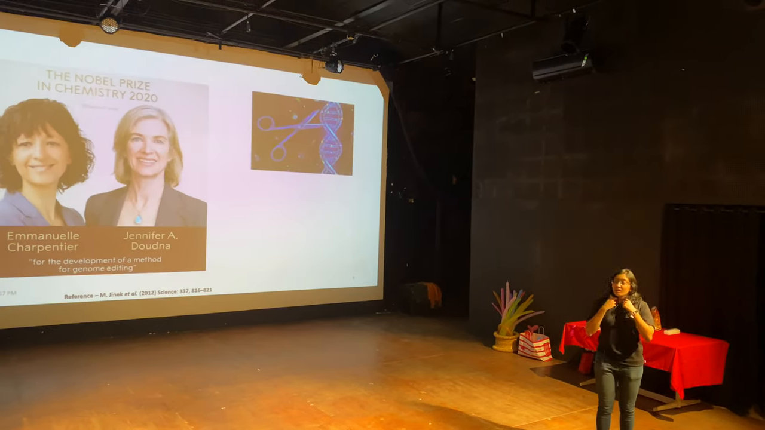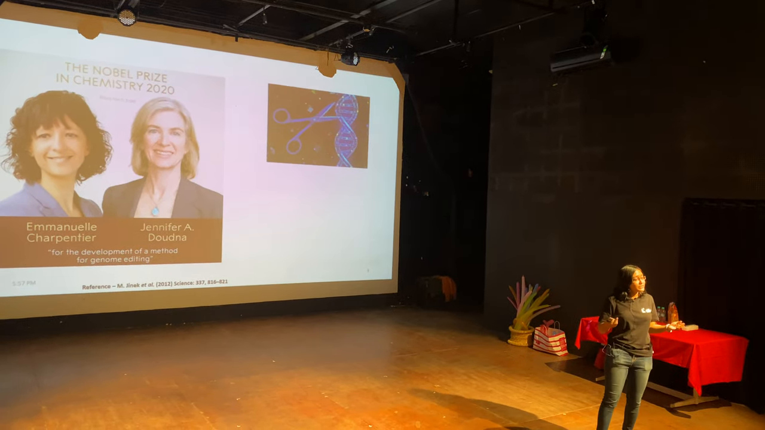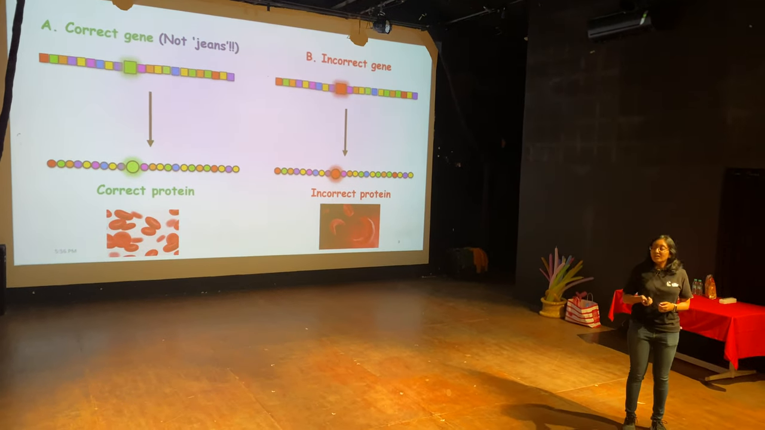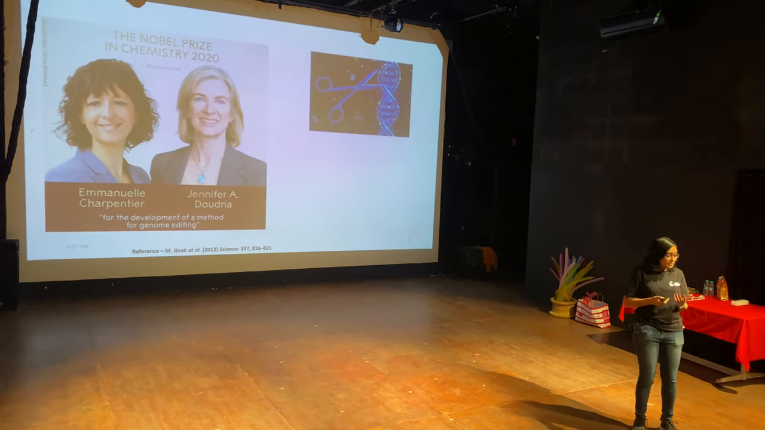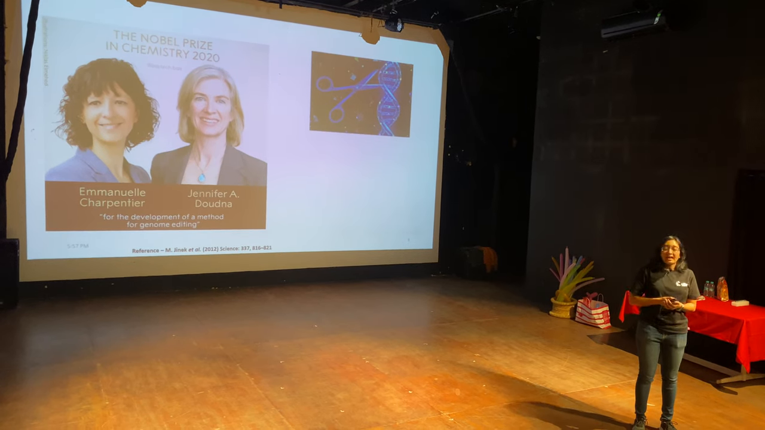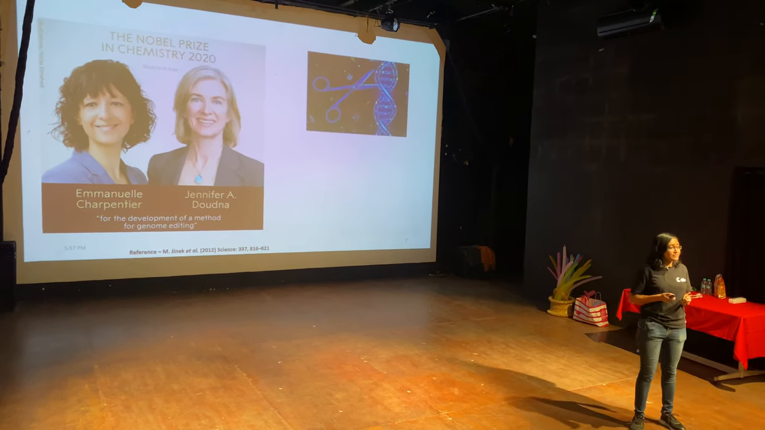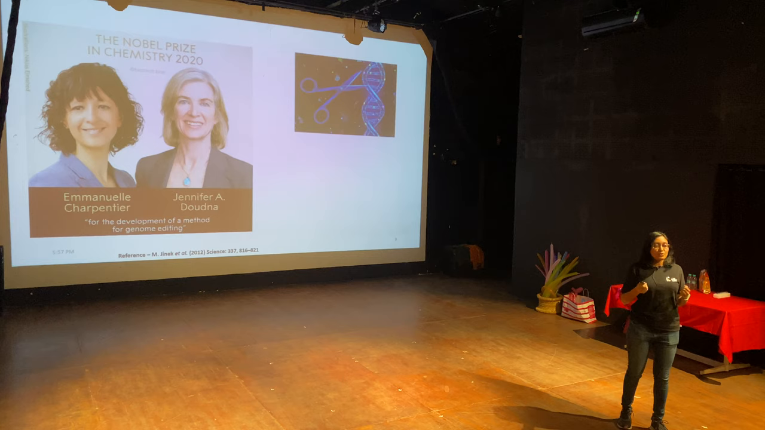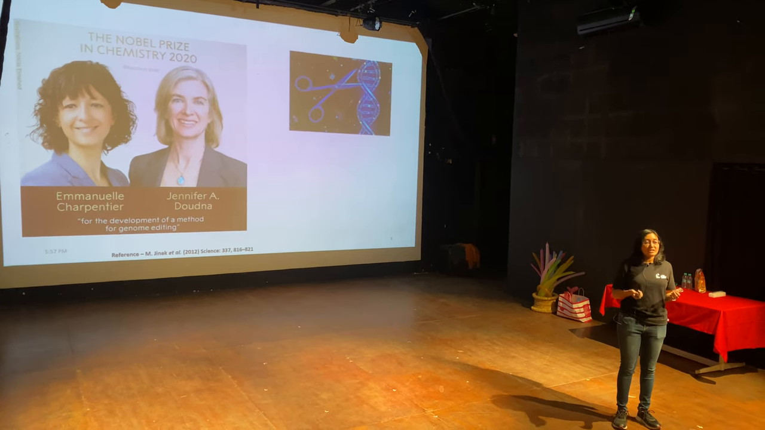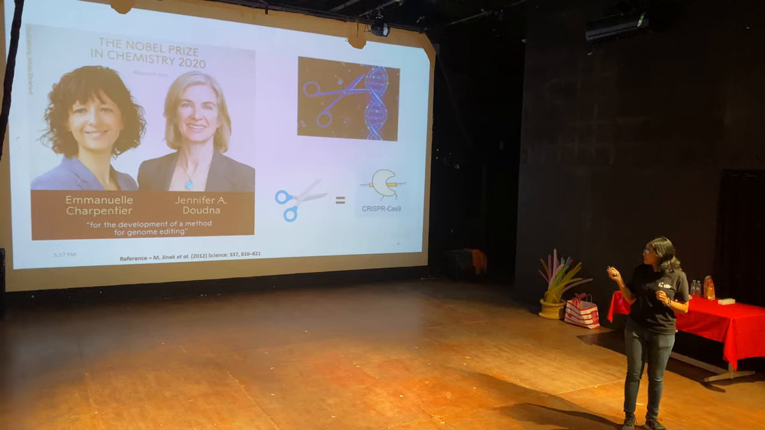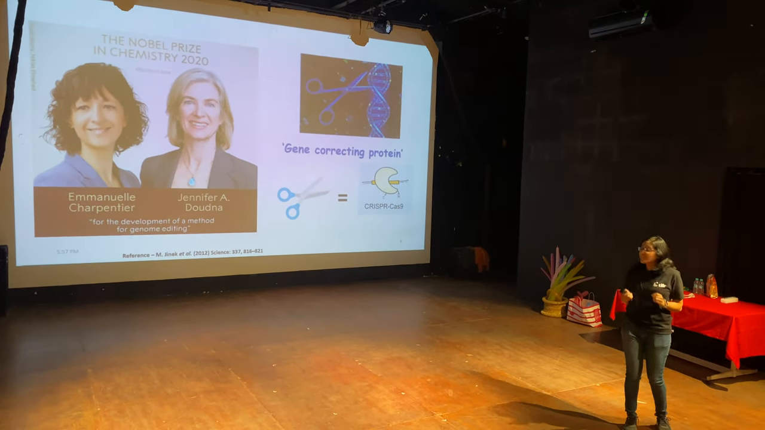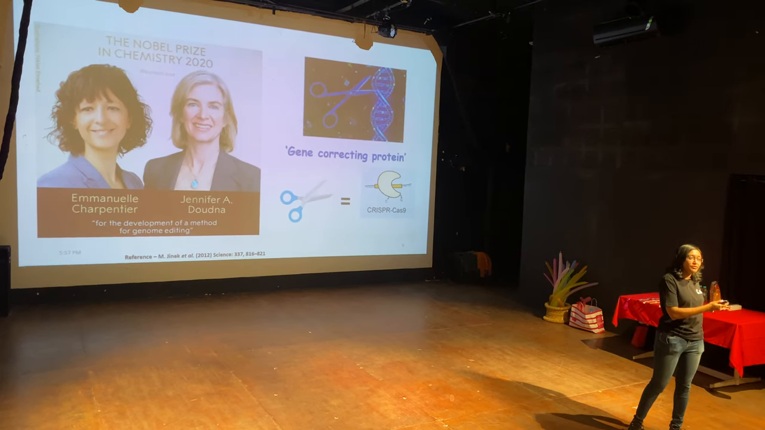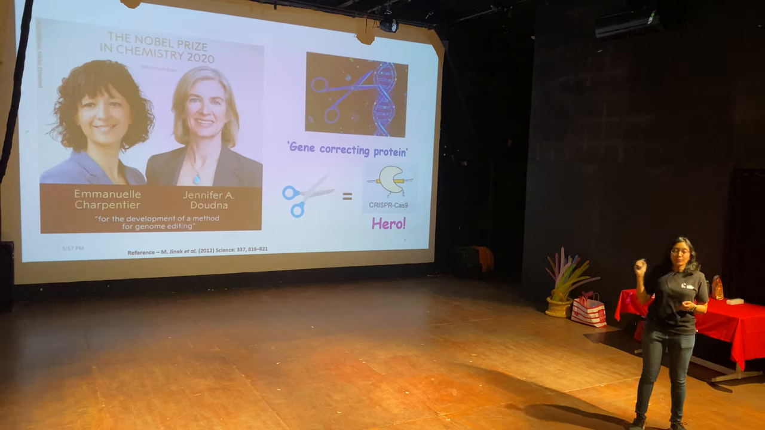So how can we solve this problem? We can solve this by changing the incorrect gene or correcting the incorrect gene. Now, researchers, scientists Emmanuel Charpentier and Jennifer Doudna, what they have done is they have developed a method for genome editing. Also, what you can say is this method is for gene correction. So this scissor that you see, it is basically a gene correcting protein. And with this gene correcting protein, you can cure a person of an incorrect gene. So here this protein is the hero.